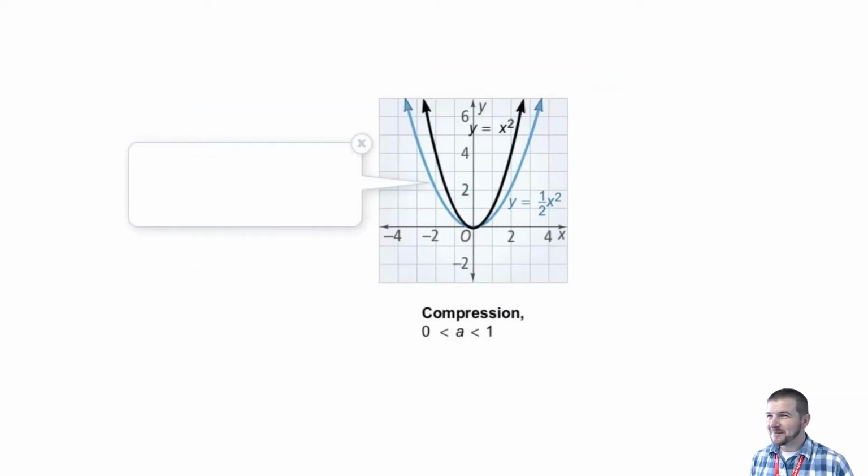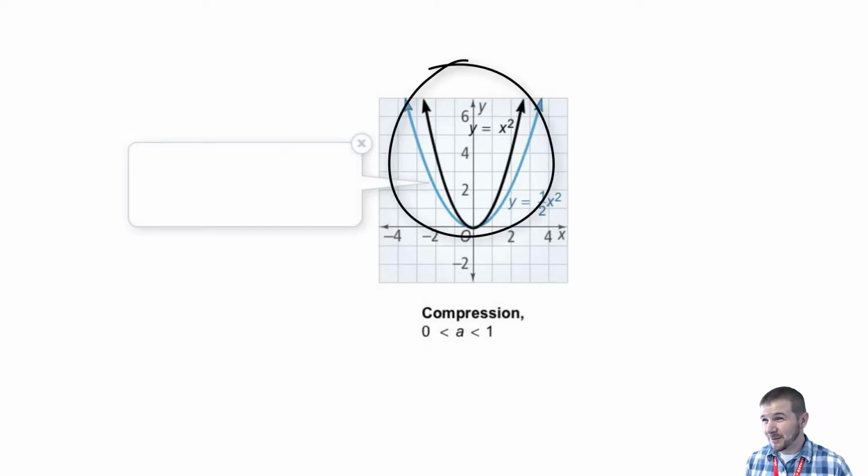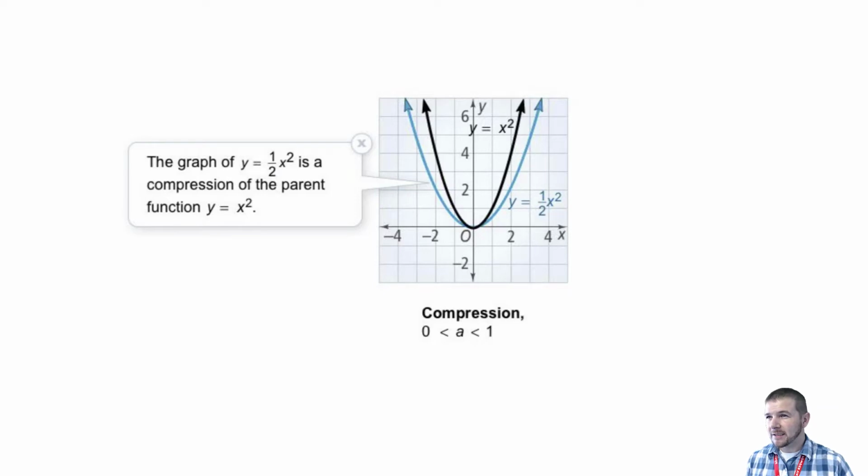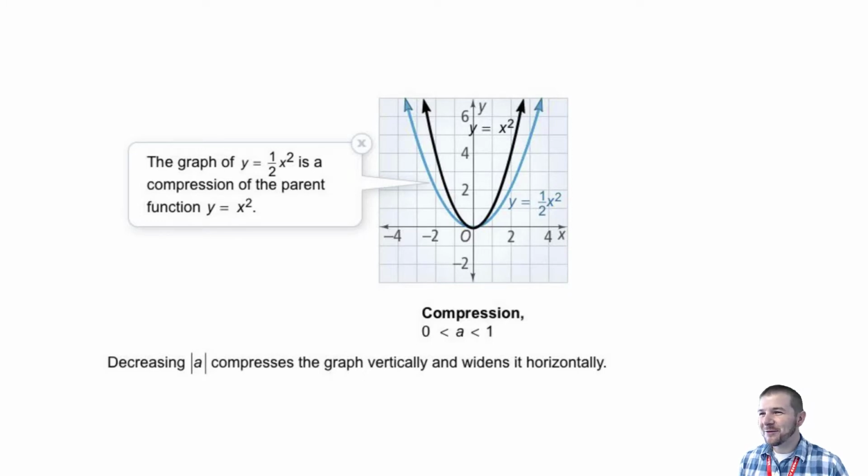Finally, compression. Here we see the parent function y equals x squared graphed in black once more, and then the blue function y equals 1/2 x squared graphed in blue. The graph of y equals 1/2 x squared is a compression of the parent function y equals x squared. And at the bottom, decreasing the absolute value of a compresses the graph vertically and widens it horizontally.